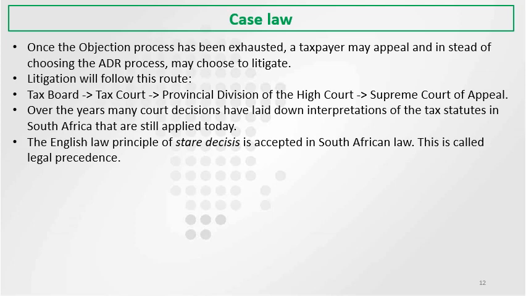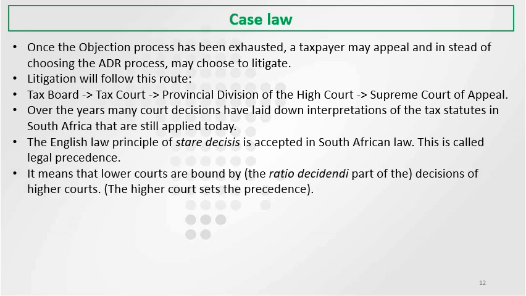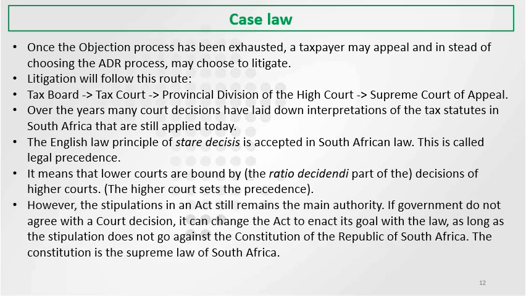The English law principle of stare decisis is accepted in South African law, and this is called legal precedence. And this means that the lower courts are bound by the decision of the higher courts. That means the higher court sets the precedence. In the case law, the ratio decidendi part of what the judge or judges write there is the portion that the lower courts are bound by.